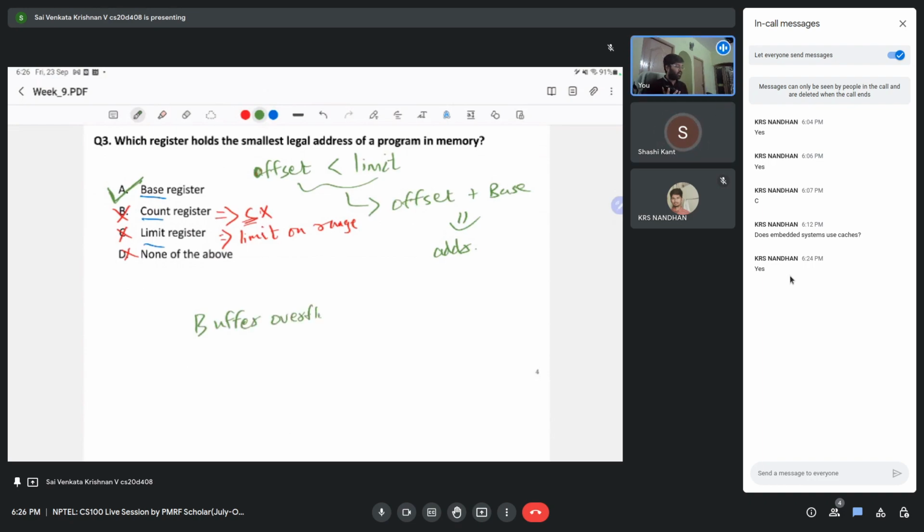If these checks are embedded, usually they would be embedded as part of the hardware itself, right? So it's not part of your OS. The logic would be part of your CPU itself. So in that case, you can't easily cross this limit.